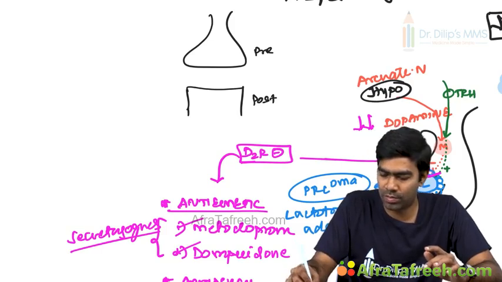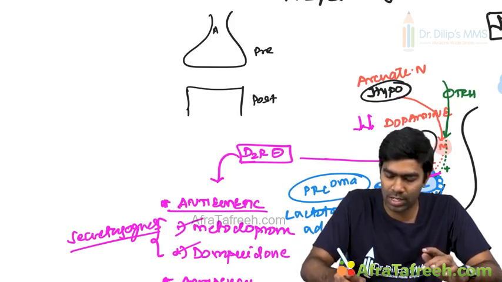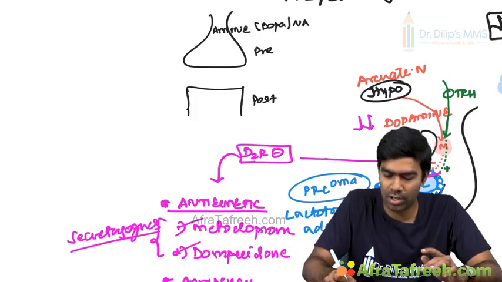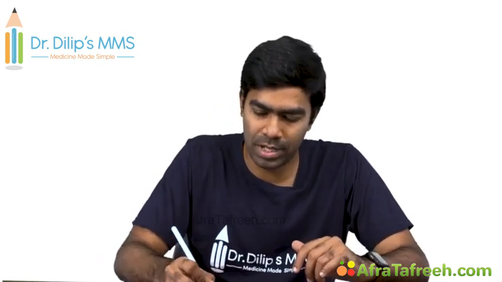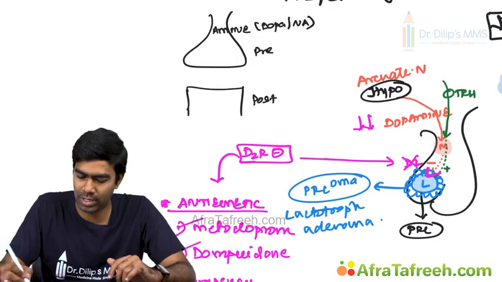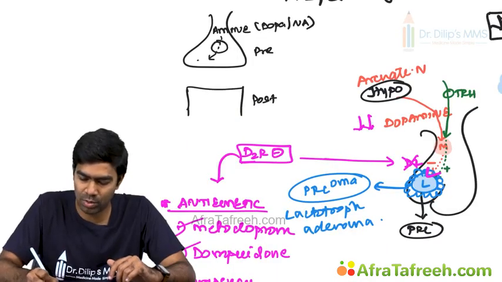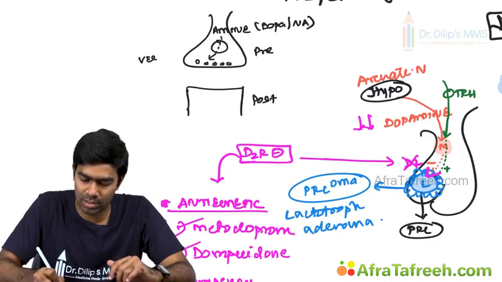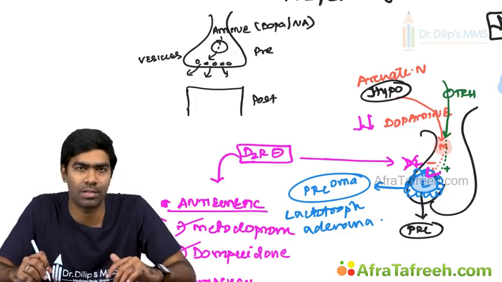And whenever any amine is formed, let us assume, the most important amines in the CNS are dopamine and noradrenaline. Remember, adrenaline is not generally synthesized in the CNS. The only place where adrenaline is synthesized is the adrenal medulla. So dopamine and noradrenaline are the two major amines synthesized in the CNS. These amines have to be packaged into small vesicles, which are ready to be transported out into the synaptic space.